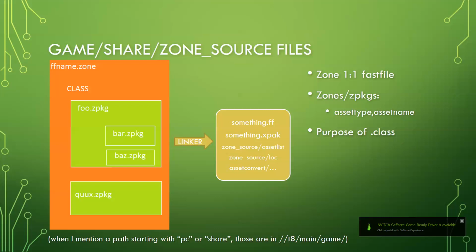Okay, and the zones and Z packages, the meat of what's in those files is these lines here: asset type, comma, asset name. So say you want to include an image in your Z package that's included in a zone, you would say image, comma, and then the name of the image as you see it in Ape. I got a question. Sure. Where are those asset types defined? Like images, what are they?